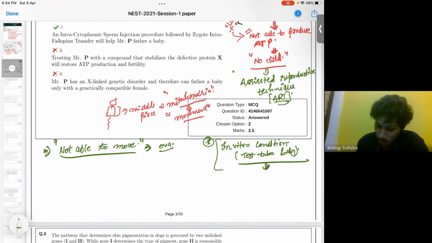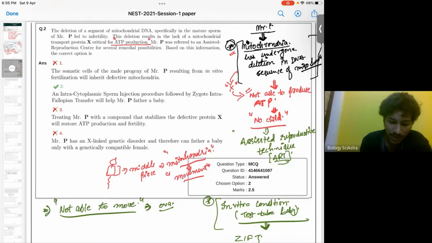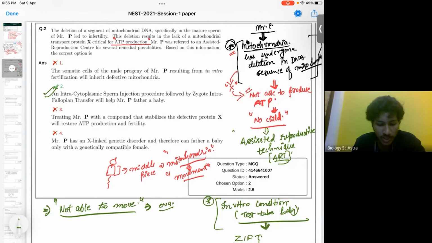और इस प्रोसेस को हम बोलते हैं zygote intrafallopian transfer. क्या किया जाता है? ZIFT में जो फर्टिलाइज्ड zygote है उसको लेकर फीमेल के fallopian tube में इंजेक्ट कर दिया जाता है. यही इसका आंसर भी है क्वेश्चन का. दैट इज B option. The B option says that an intracytoplasmic sperm injection procedure followed by a zygote intrafallopian transfer with help of Mr. P will help Mr. P father a baby. Correct है ना, क्योंकि वो मूव नहीं कर पा रहा था इसलिए हमने Mr.